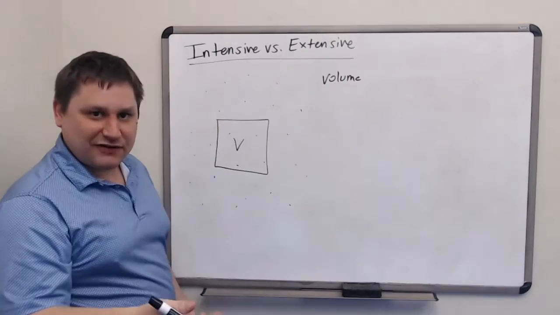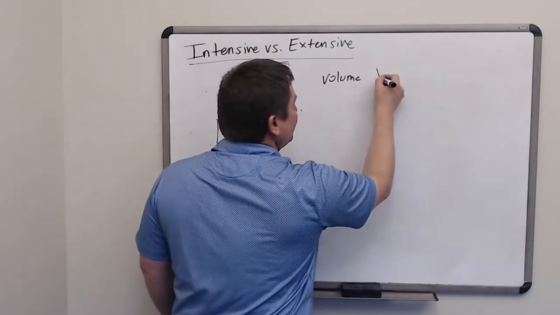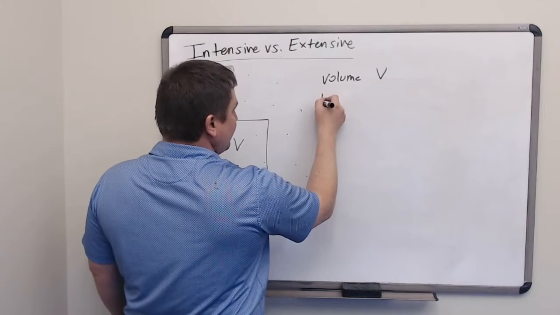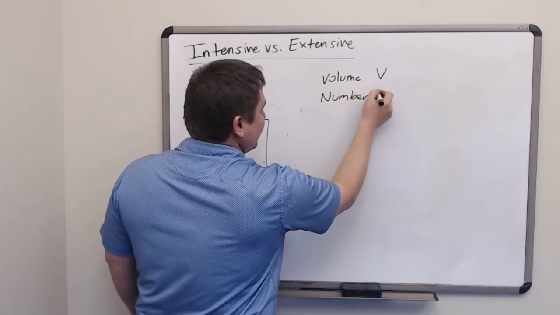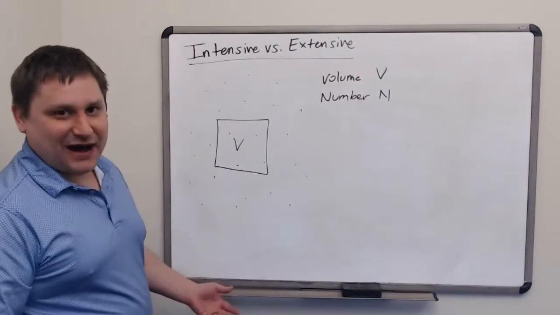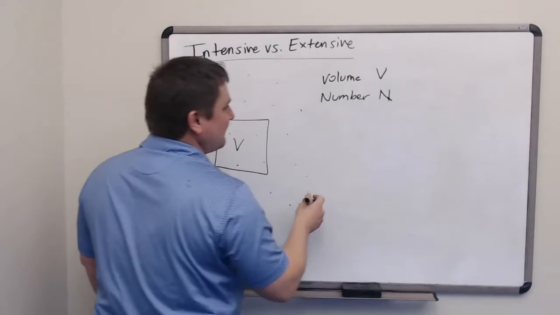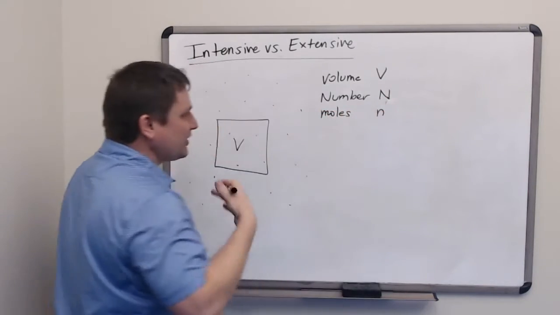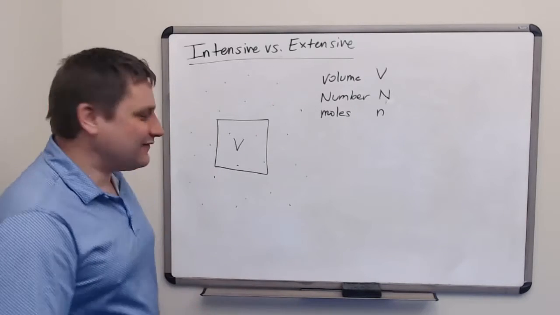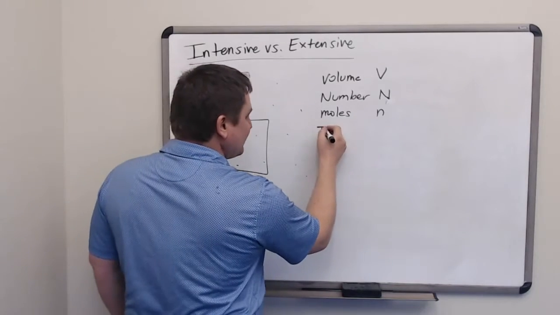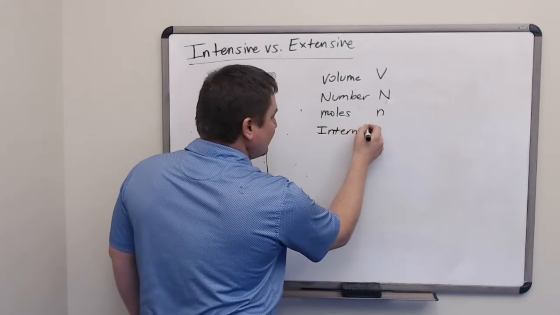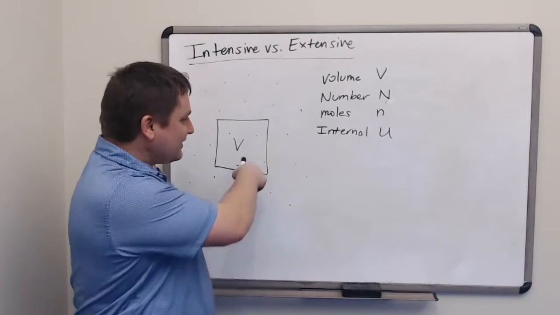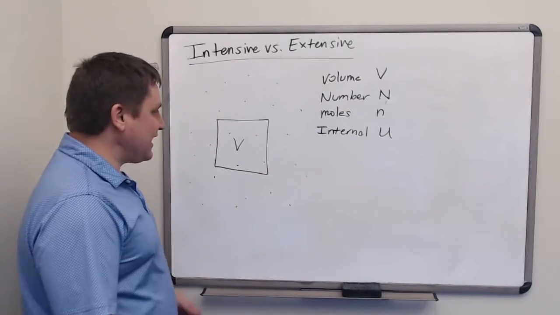Now, considering this as our sample of matter, what quantities could we measure for this? Well, we obviously chose the volume, but we could also measure its number of molecules, right? Just basically how many dots are in this box. How many molecules are in that volume? So number n. We could be more chemistry minded and say it's moles instead of number. We could also measure the total internal energy. Here I'll just say internal U. We could add up the motions of each of these particles and have its internal energy.